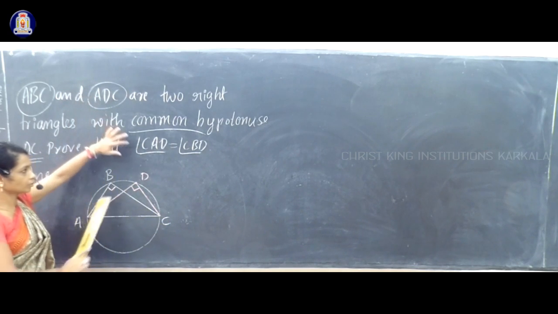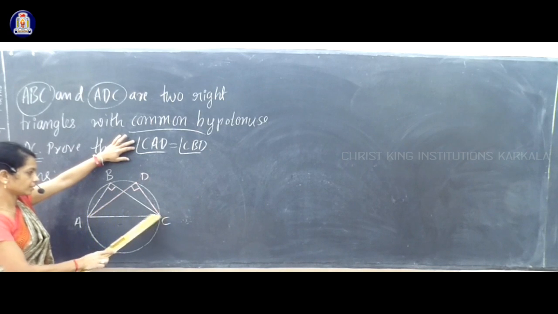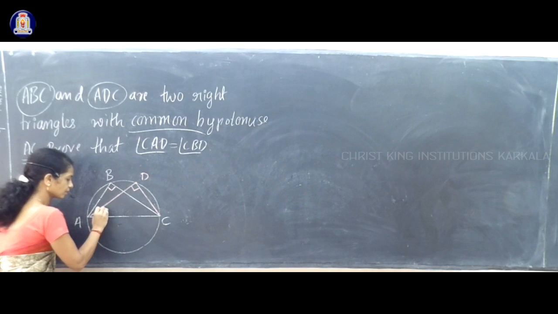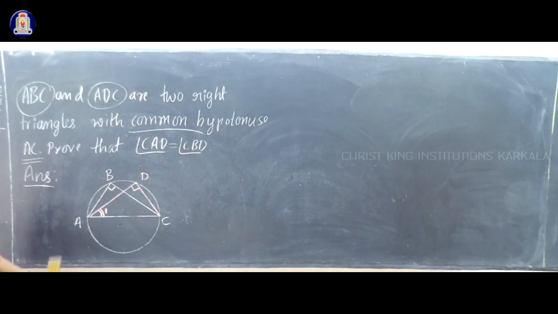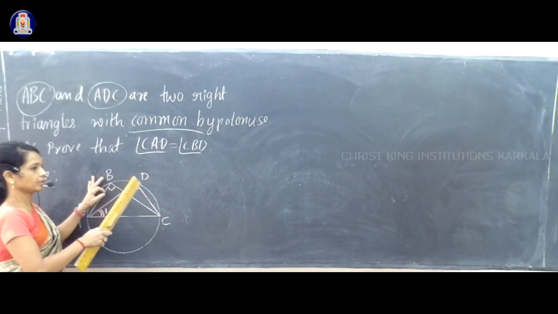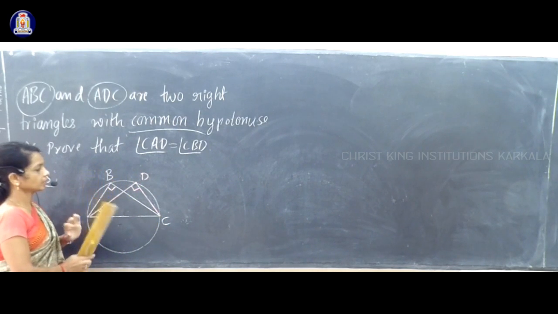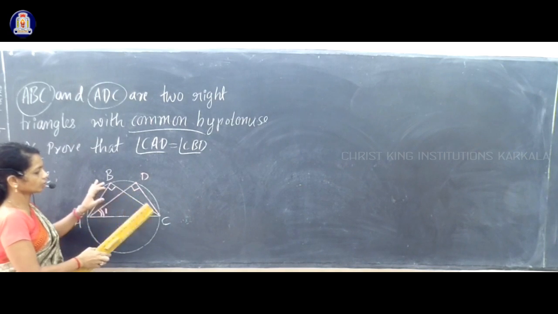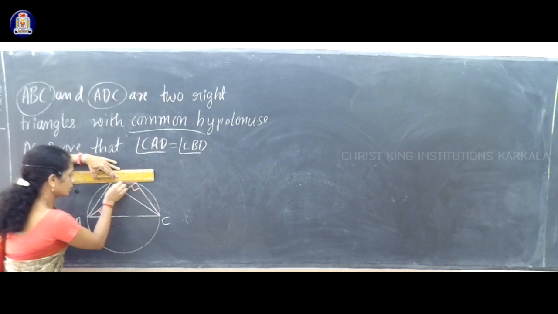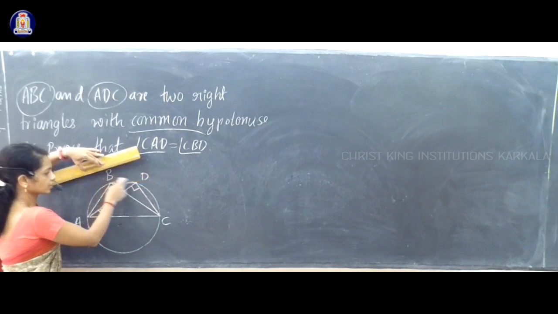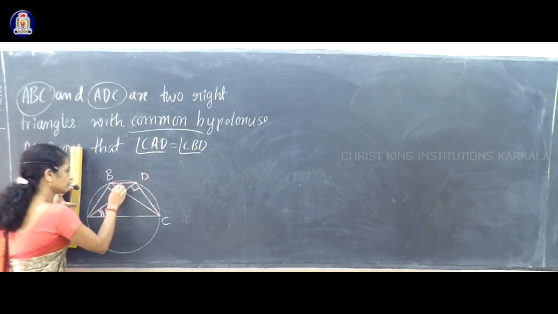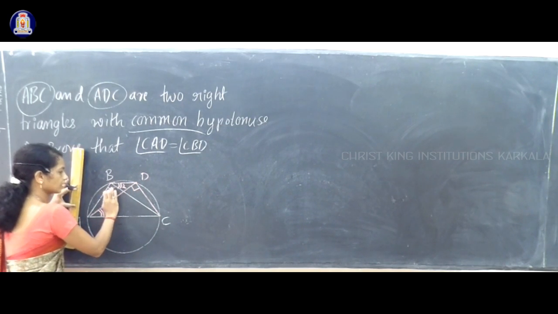Now we have to prove angle CAD equals angle CBD. I will take angle CAD as angle 1, and angle CBD. Can you see angle CBD? You can't see it. So to get that, you have to join B and D. Now you can see angle CBD, that is this angle. I will mark that as angle 2. This angle I will erase.